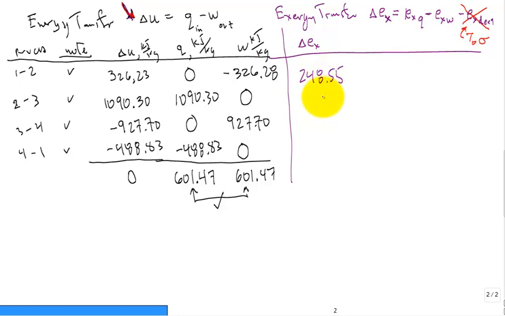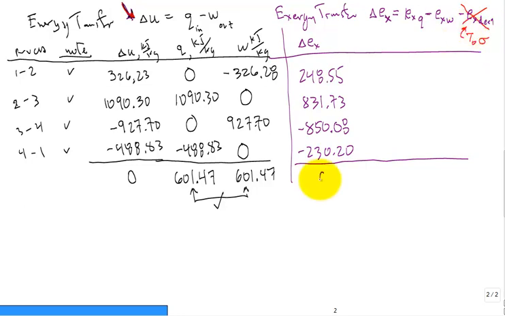248.55, then 831.73, then negative 850.08, and negative 230.20. All right. Now, if we sum that column, because the exergy destructions are 0, what should we get? We should get 0. So there's no exergy being destroyed. The changes in exergy sum all up to 0.